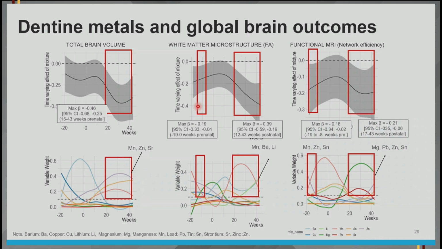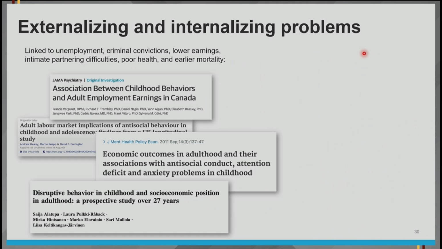And finally, we looked at functional changes in the brain, so the activation in the brain. And we saw similar windows, this postnatal period and a prenatal period. So keep in mind that these are prenatal and postnatal periods that we would not be able to capture with conventional biomarkers. So this is really opening up the door to understanding how these critical windows of development may be impacting health later on. We also tried to tie this to behavioral outcomes.